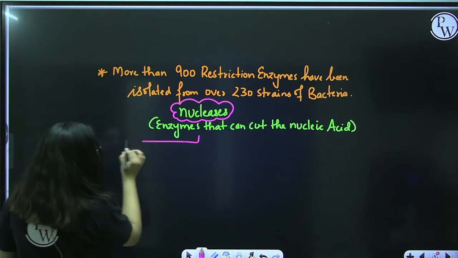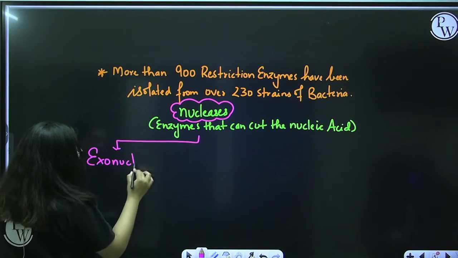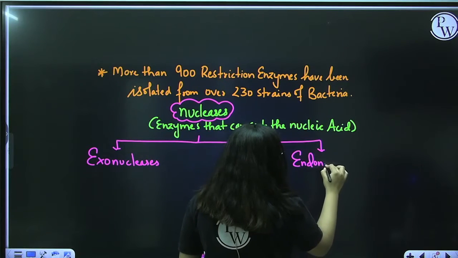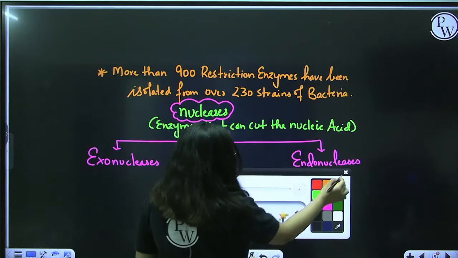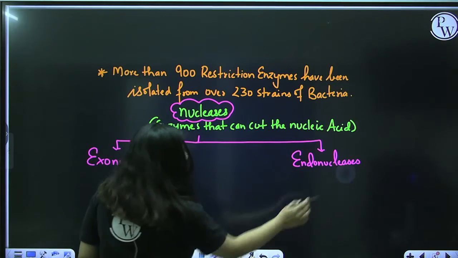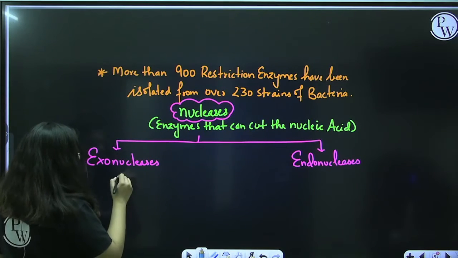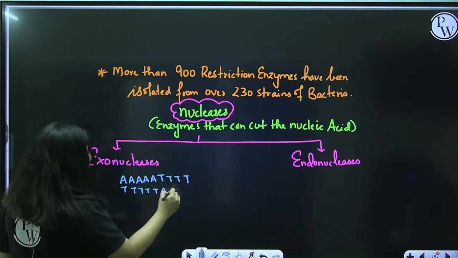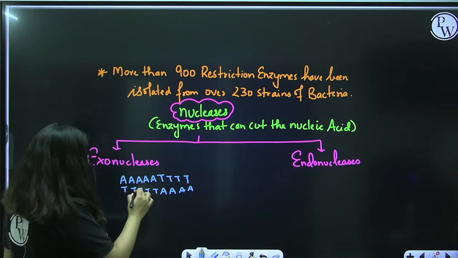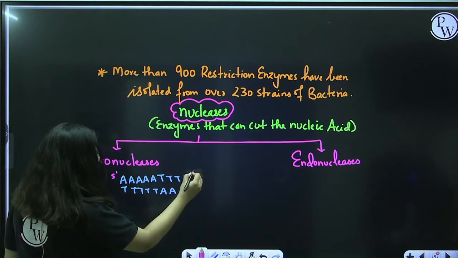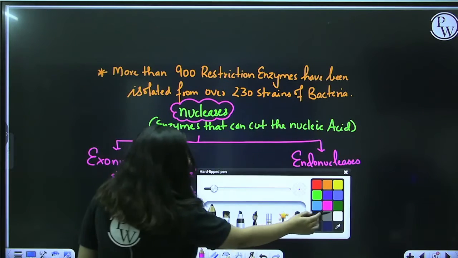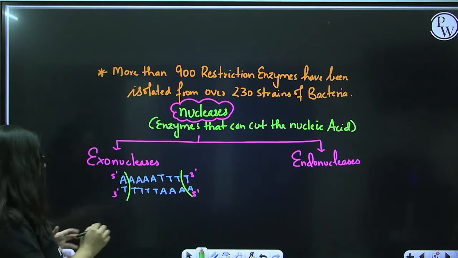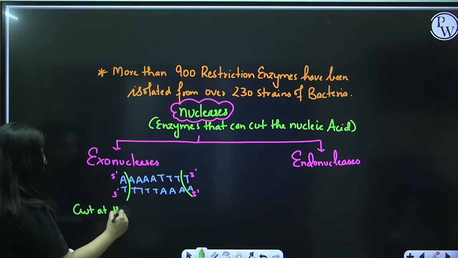Now the nucleases are of two types: one is exonucleases and the other is endonucleases. What's the difference? Exonuclease is a class of enzymes that will always cut a DNA segment from outside. For example, I have a segment of DNA, A, T, T, T, T, T, T, T, T, T, A. This is how the DNA is, complementary strands, two strands. This is the 5' end, this is the 3' end, this is the 3' end, this is the 5' end. Exonucleases will always cut at the outer sides, at the ends of a DNA.